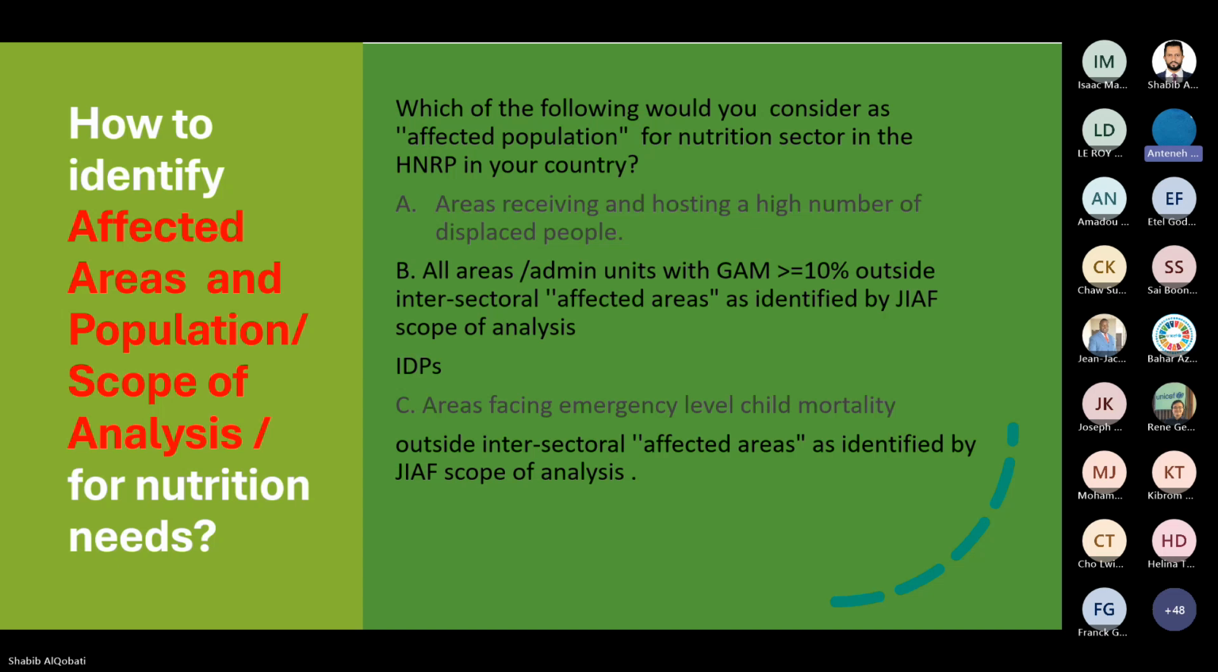So the 2026 HNRP global guideline gives us flexibility to include nutrition affected areas which fulfill all these criteria. So A is right, B is right, C is right. So these can be included in the affected areas for nutrition in your respective country. So this is, in my opinion, a flexible approach for including the critical nutrition needs.